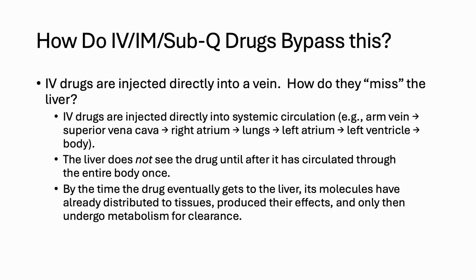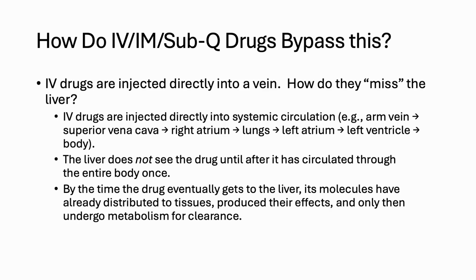So when you give something intravenously, the liver doesn't even see the drug until it has circulated through the body once. There is overlap between the different portions of pharmacokinetics, but I'm just taking it step by step so it's easier to understand. So when you give something IV, the liver doesn't even see it until it's been circulated through the body once. And by the time it gets there, the molecules have been distributed, they've produced their effects, and then they can undergo second metabolism in the liver. So IV drugs bypass first pass metabolism.